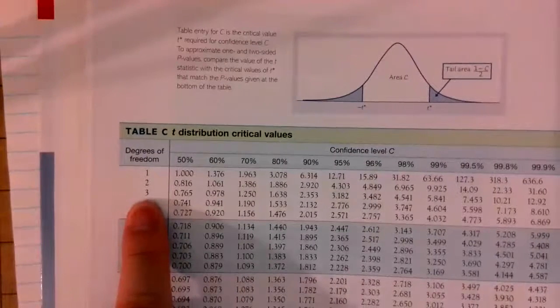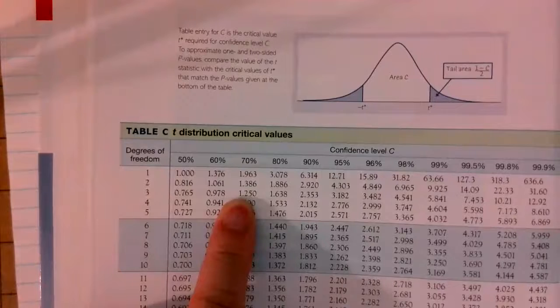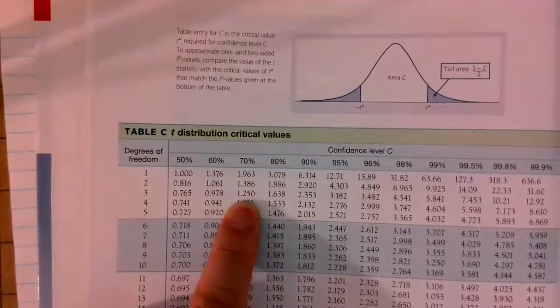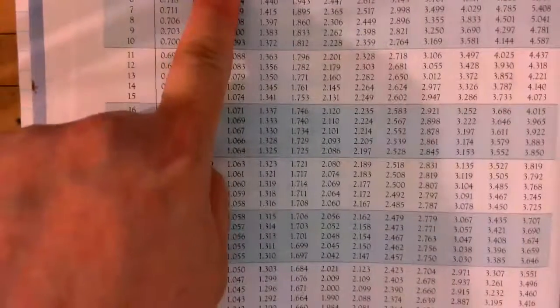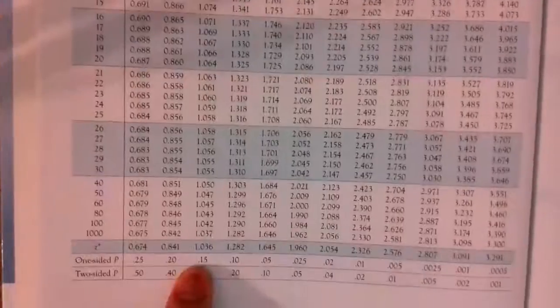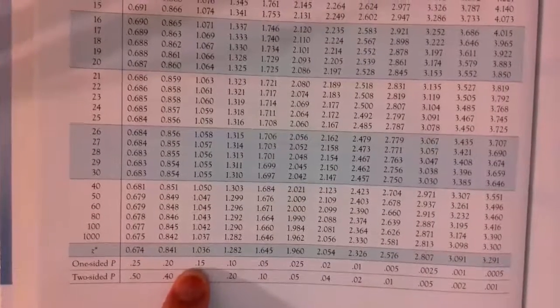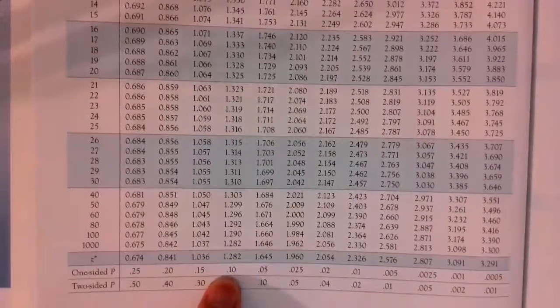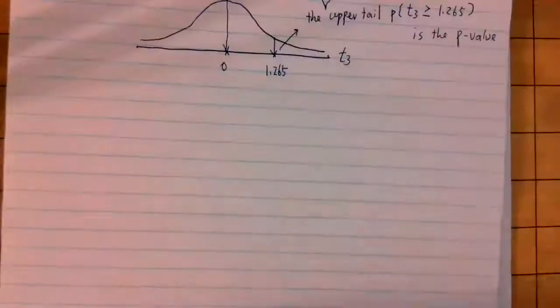Look at 3 degrees of freedom. You move a finger along. 1.265 is bigger than this one, but smaller than this one. Bigger than 1.25, you move the finger down, and you find one-sided P is 15%. For the other number, it is 10%. And what does that mean? Let me show you.